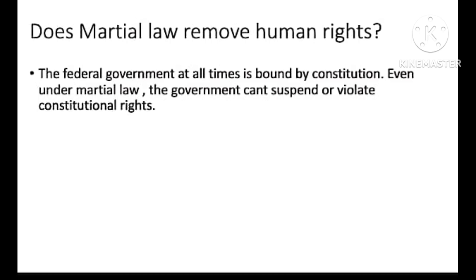Here comes a very basic question. Does martial law remove human rights? No, it does not. No law in the world, when it is imposed, can remove human rights or deprive humans of their basic rights. So martial law is meant to protect human rights at all costs. Under martial law, humans might be restricted in a lot of things, but their rights are protected at all costs.